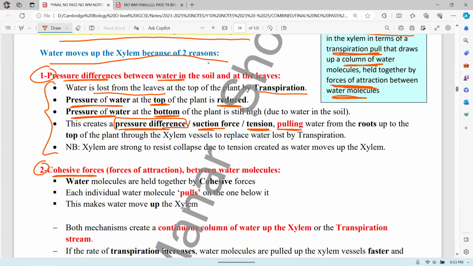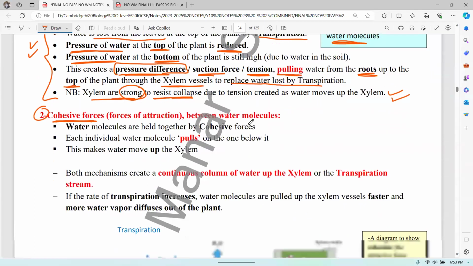Pressure difference. This will pull the water up the xylem and create a transpiration stream from the roots to the top of the plant through the xylem vessels to replace the water lost. NB xylem are strong, and this will help them resist collapse. This is another function of the xylem. I hope point 1 is clear.